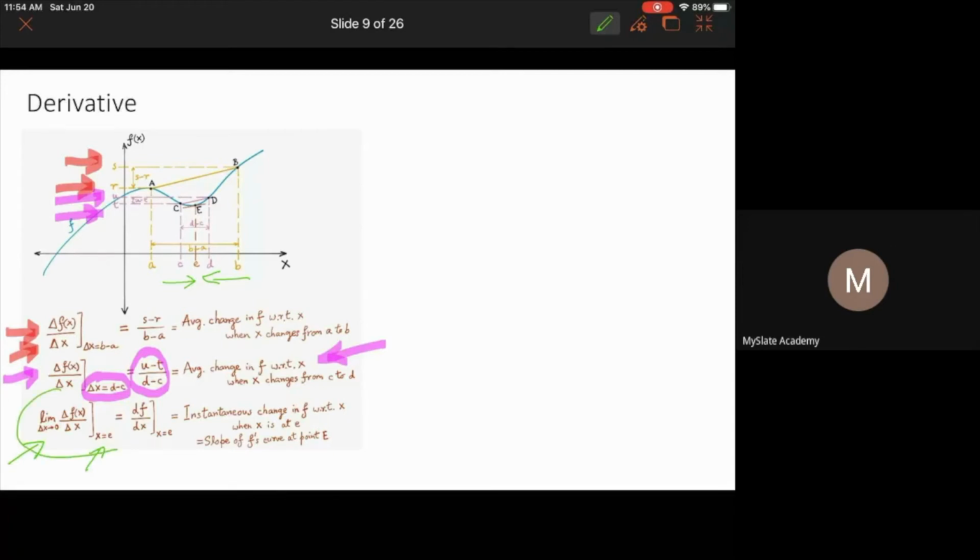This is what we've written here, right? This is what is called the instantaneous change in f with respect to x. So this is giving you the rate of change of f per unit change in x when you are right at x equal to c, right at that point. And this is also written as df by dx at x equal to c, and this is called the derivative of f at x equal to c.